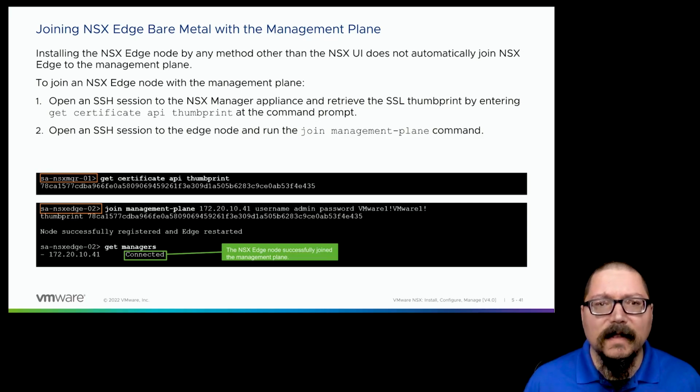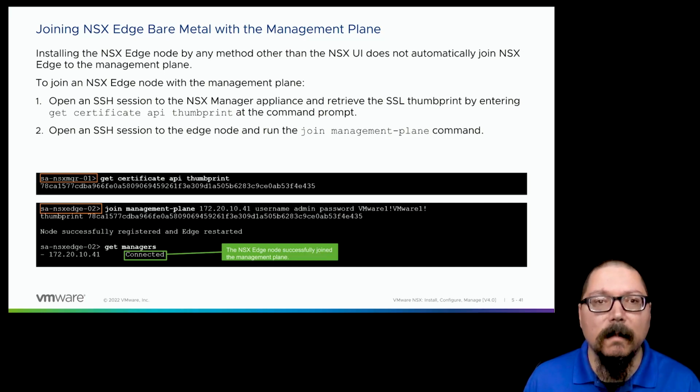For all of the deployment methods except deploying through the NSX UI, I'm going to have to manually join the edge transport node to the management plane. And that's done with the join management plane command, as we see here in the bottom screenshot, the join management plane, the IP address and credentials for the manager, as well as the certificate thumbprint. And I can get the thumbprint from the NSX manager. I have to SSH in to the virtual machine console, and I can use the command get certificate api thumbprint, and then copy and paste that into the join management plane command on the edge node itself.